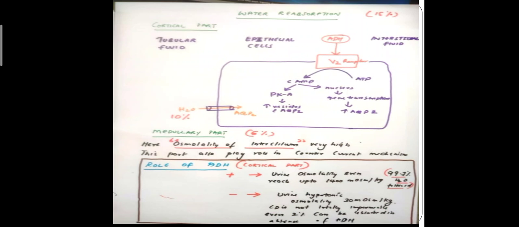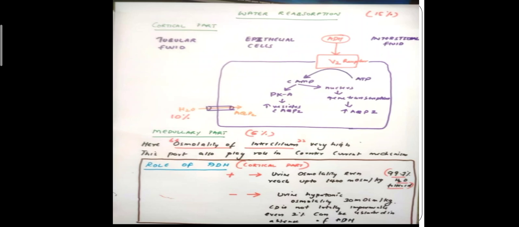Then how does water reabsorption occur in the cortical part and medullary part? In the cortical part, 15% occurs, and this is via the action of ADH. ADH acts on the V2 receptor, and that converts ATP to cyclic AMP, and cyclic AMP acts via two modes. First, it activates protein kinase A and increases the vesicles with aquaporin 2, and also it acts on the nucleus, where gene transcription occurs and increases aquaporin 2.